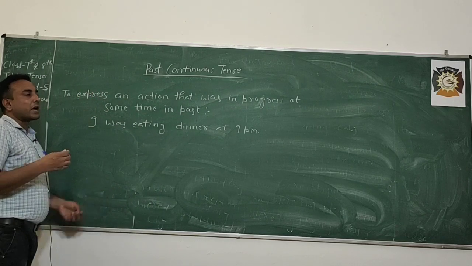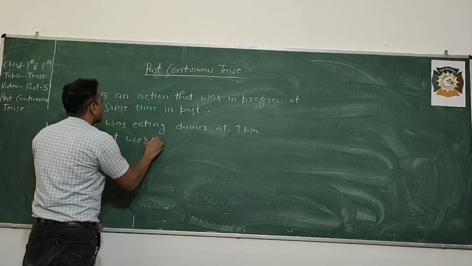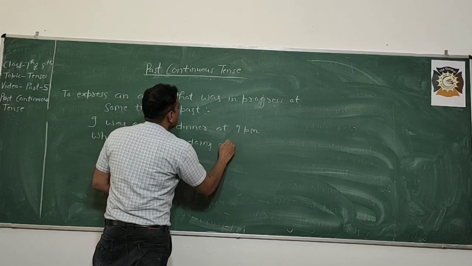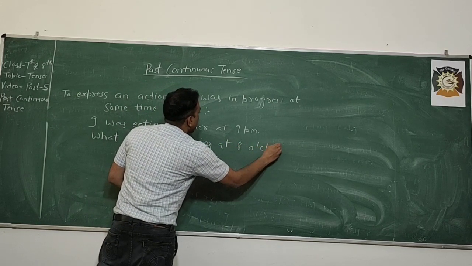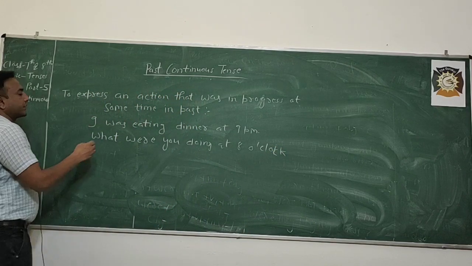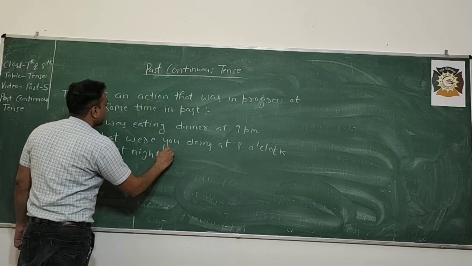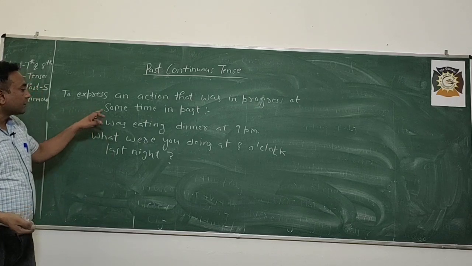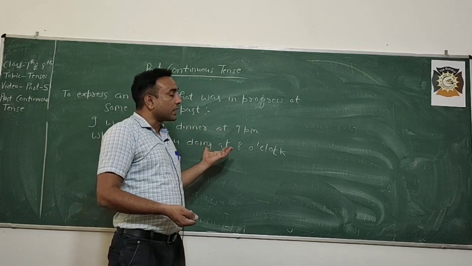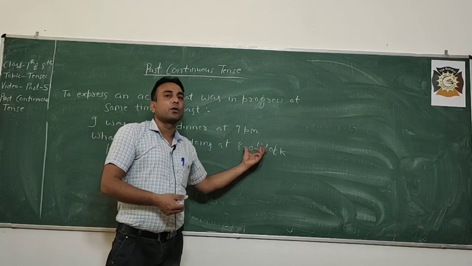What were you doing at 8 o'clock? What were you doing at 8 o'clock last night? Last night. So the action was in progress last night. They were talking about last night, and the action was in progress at 8 o'clock last night.